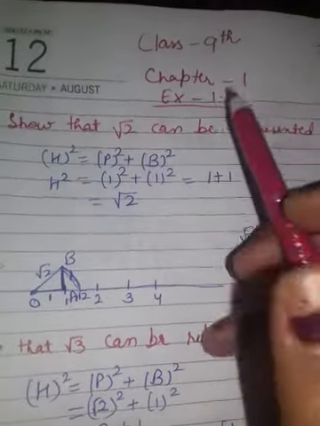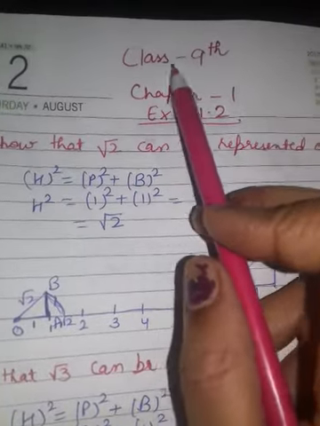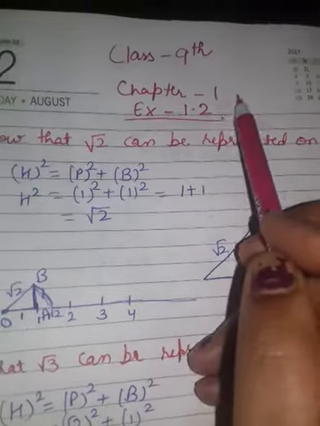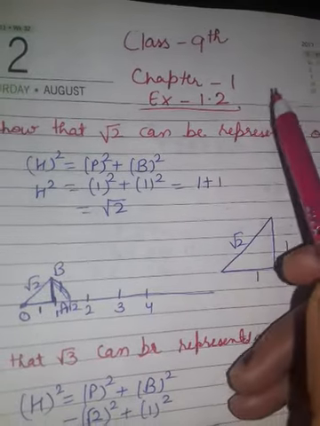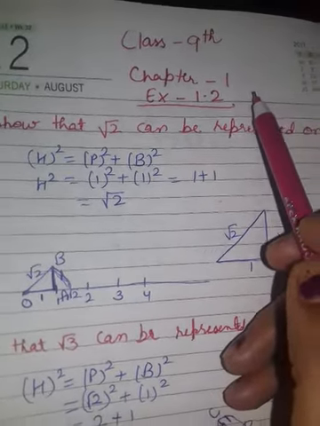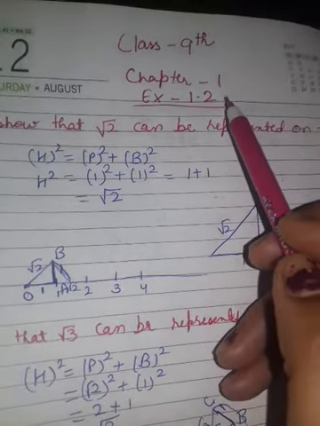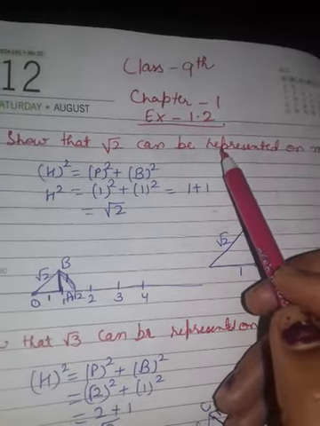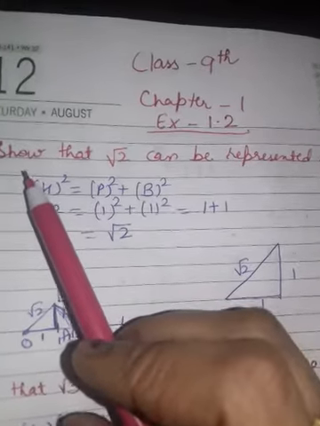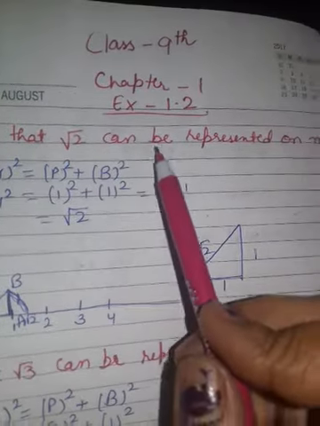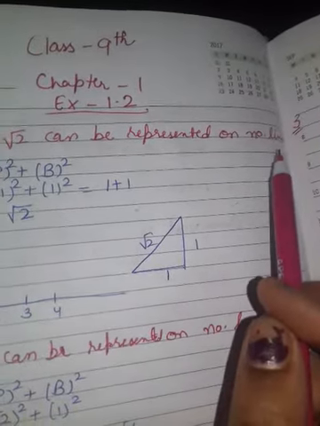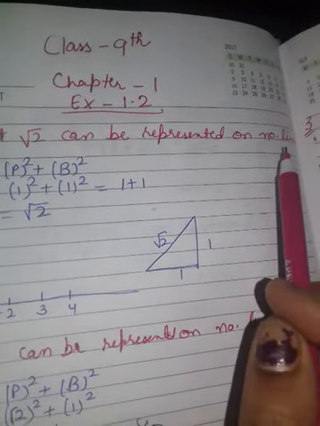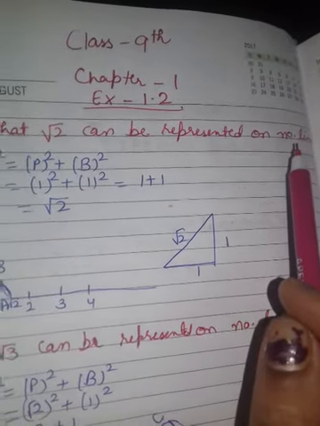Hello friends, today I am taking up class 9th, chapter 1st, exercise 1.2. The main motive is to tell how to draw irrational numbers on a number line. My first question is, show that root 2 can be represented on a number line. Yes, it can be. Now I am telling how.